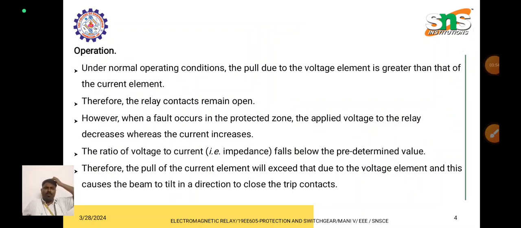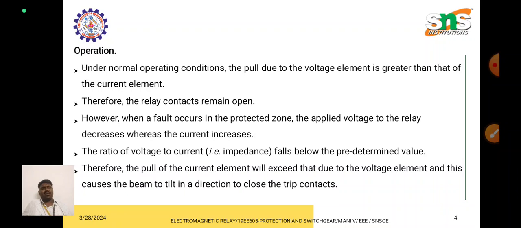Under normal operating conditions, the pull is due to the voltage element or the current element. When comparing the force due to the voltage and the current, the voltage element is greater, so the relay will not operate. Therefore, the relay contacts remain in the open position under normal operating conditions.